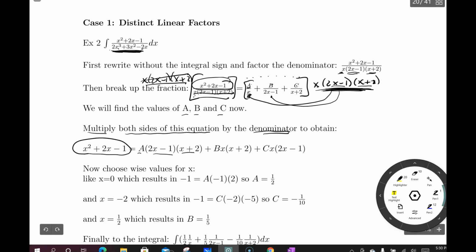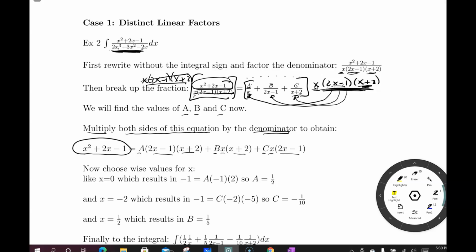Then I'm going to multiply this times here. So I get the letter B, the 2x minus 1's will cancel, so I'll be left with an x and an x plus 2. Then multiplying this times here, the x plus 2's will cancel, so I'll be left with the letter C times x times 2x minus 1.